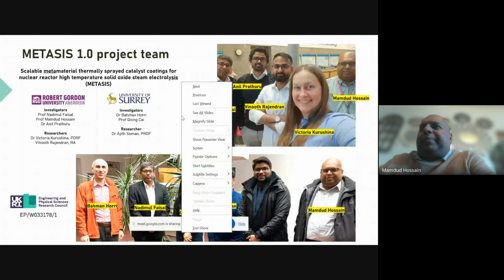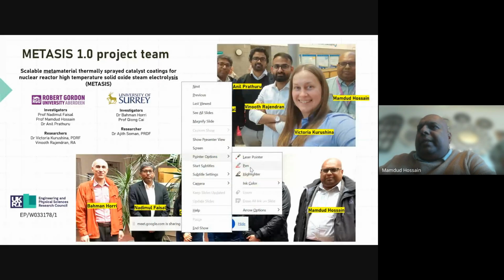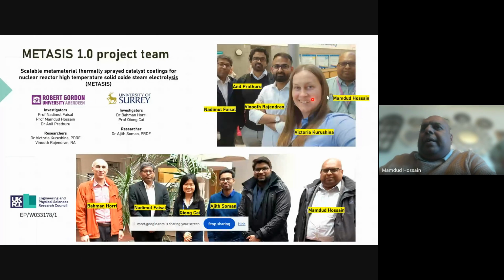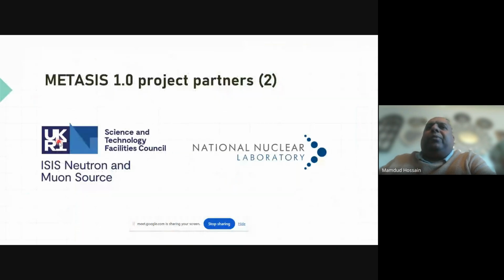You can see the figure here, and this is the team from our partner university, the University of Surrey. We have Professor Bahaman Hori and Professor Kiang Kai as the lead, and Ajit Suman as the researcher here. This project is funded by UKRI and also by the ISIS Neutron and Muon Source, the National Nuclear Laboratory, and so on.